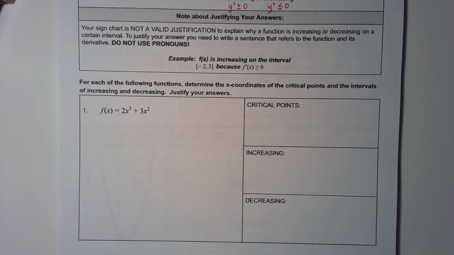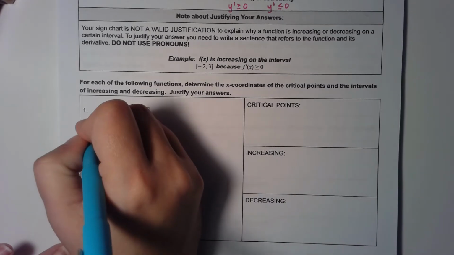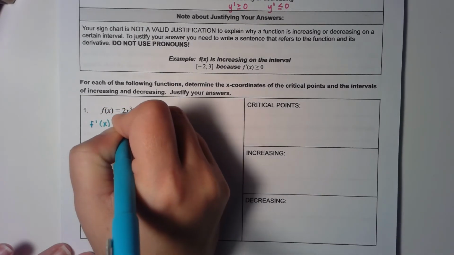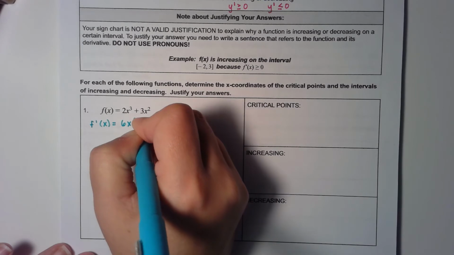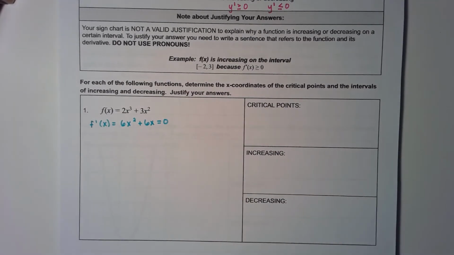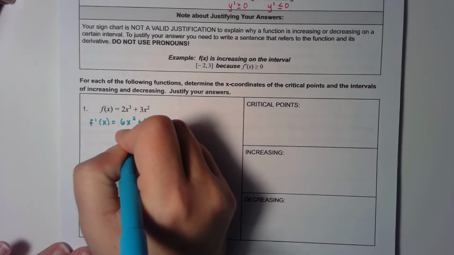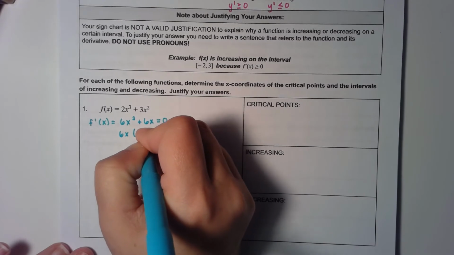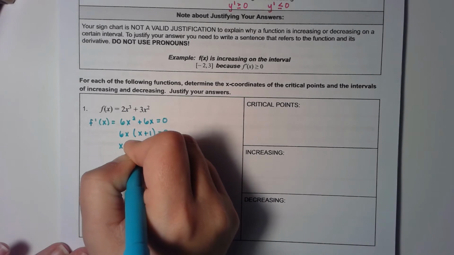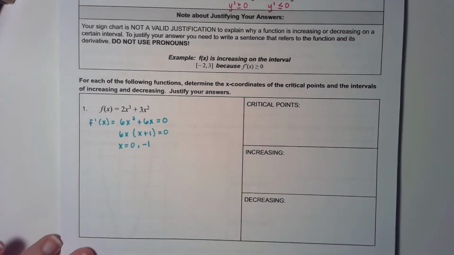All right, let's go through this process once just to give you an idea of what's happening. Remember, step number 1 is going to be to find the critical points. So that means we're going to find the first derivative. The first derivative here is going to be 6x squared plus 6x equals 0 because we want to find the places where the derivative is equal to 0. Now, if you factor this in order to solve, you're going to have 6x times x plus 1 equals 0. So you're going to get x equals 0 or x equals -1.